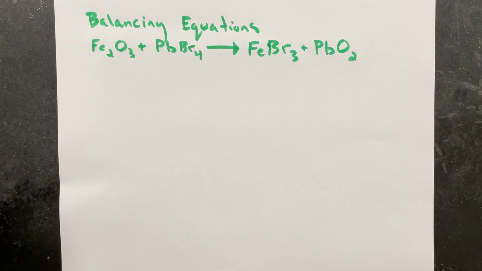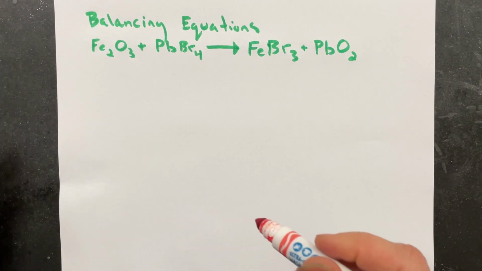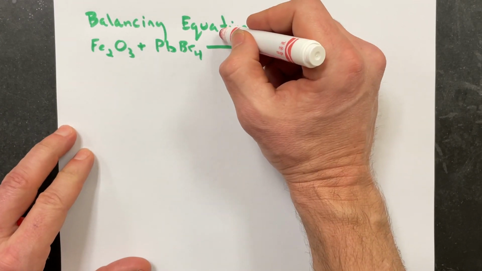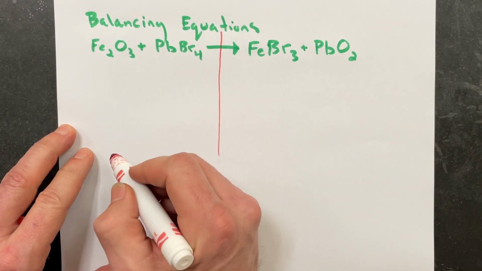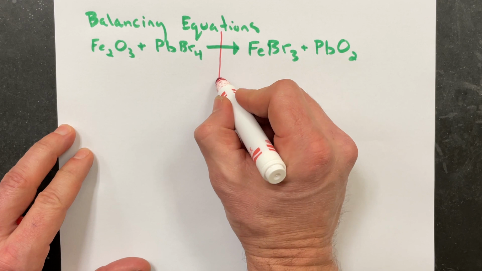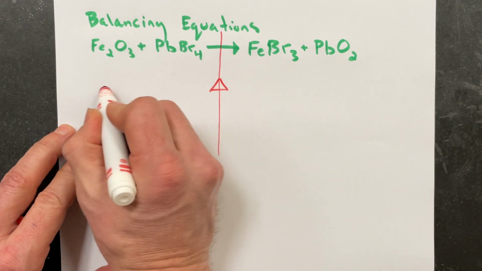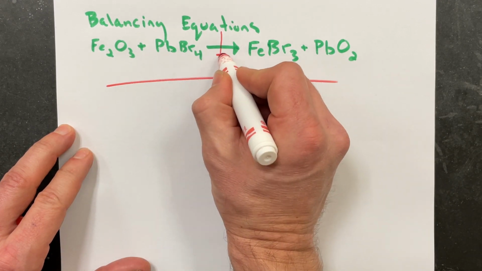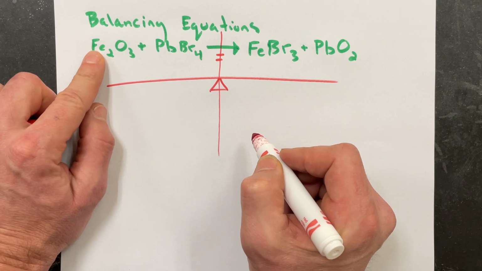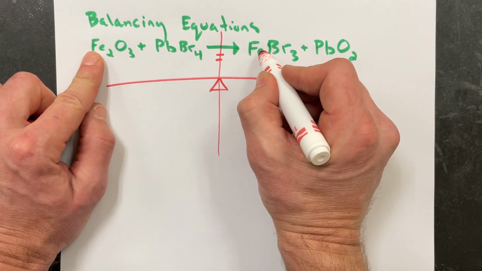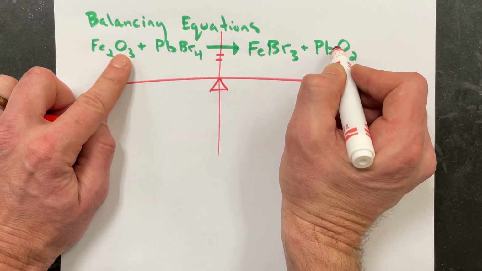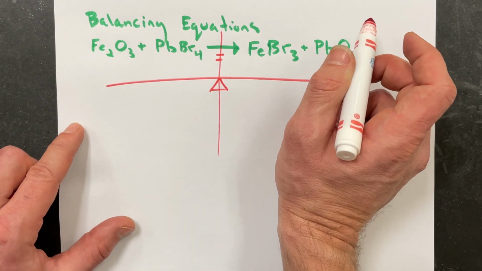Our main principle of balancing, which if you've seen our other videos on balancing, this will be recap, but just in case, our main principle is this is like a scale here, and these need to be equal. So all of the irons on this side need to be equal to the irons on that side. All of the oxygens need to be equal. This is called conservation of mass.